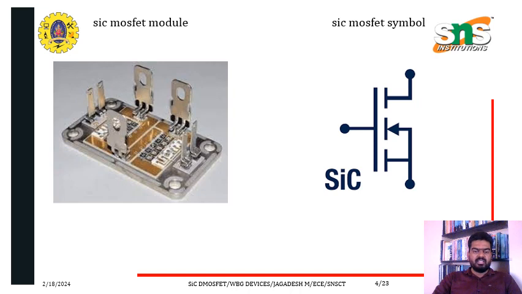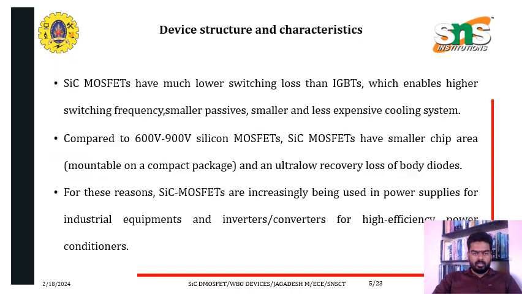And this is the SiC MOSFET module, and here is the SiC MOSFET symbol. It looks like a simple JFET, a junction field effect transistor with gate, drain, source. And the device structure and characteristics.